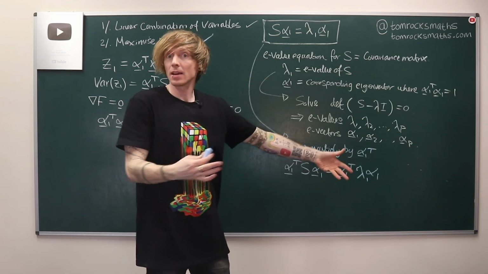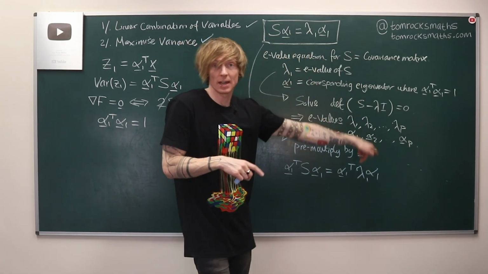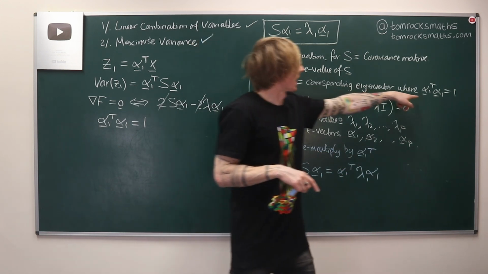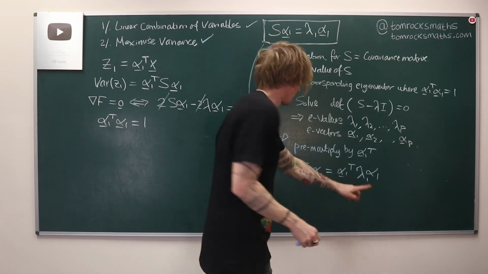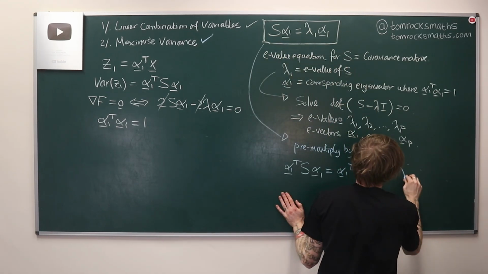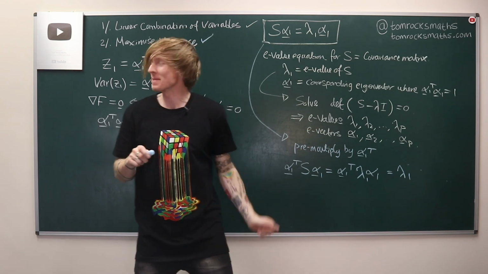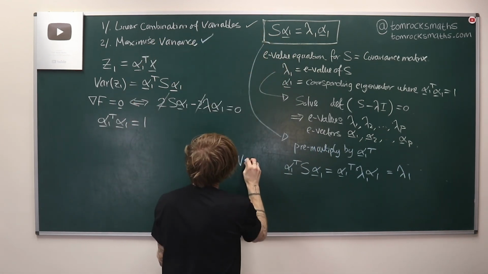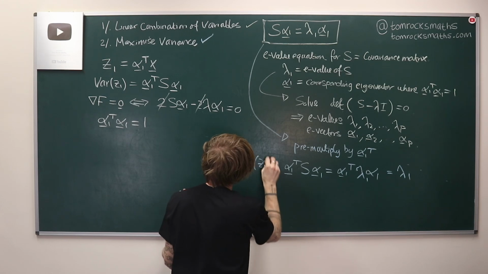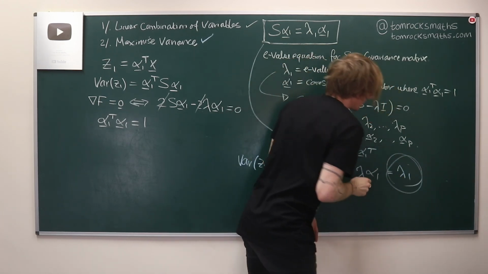Lambda 1 is just a scalar, so we can pull that out. So then that's lambda 1 times alpha 1 transpose alpha 1, but we said that that was 1, right? That was our constraint over here. So this is actually just equal to lambda 1. Alpha 1 transpose S alpha 1, as if by magic, that's our variance. So the variance of the principal component z1 is actually just given by lambda 1.